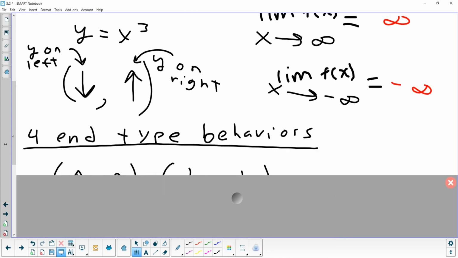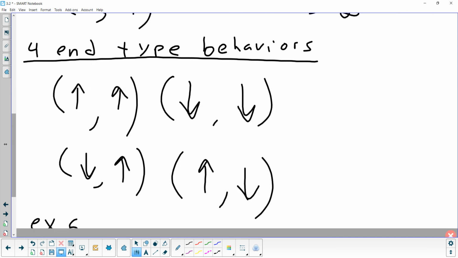So in a polynomial, there are only 4 types of end behavior. Up on the left, up on the right, down on the left, down on the right, and then one of each. And as I said, eventually we're going to have a chart that you should be able to use to figure out what the end behavior is without even graphing it. In fact, I might give you a problem you can't graph, and you'd have to find the end behavior.